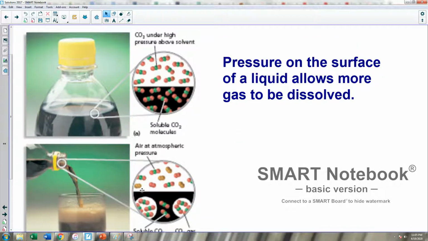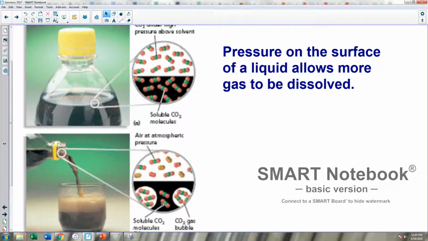If the pressure is released, what ends up happening is those can freely move out of the soda, and that's what we see as fizz. So when the bottle's still closed, they're actually just dissolved and it looks all peaceful and calm. But when you release that pressure, the gas can come out of there.